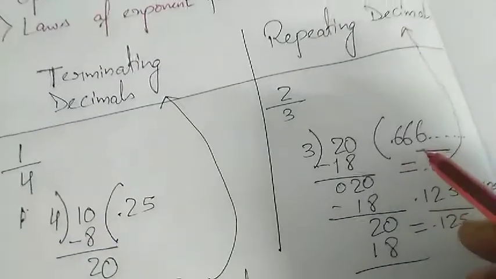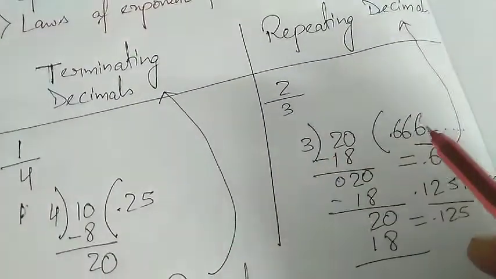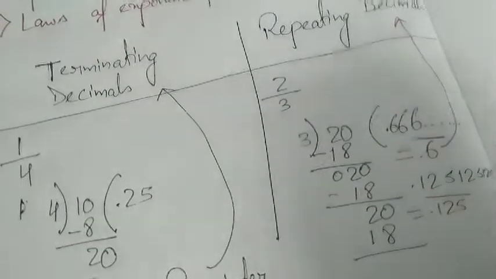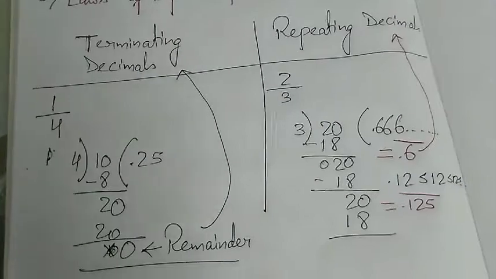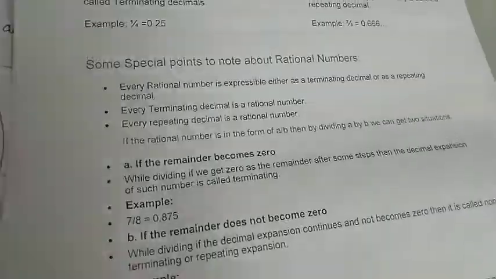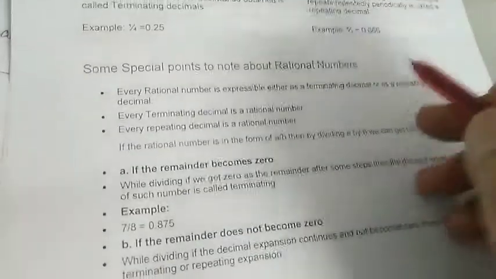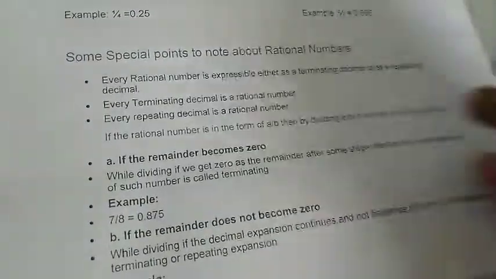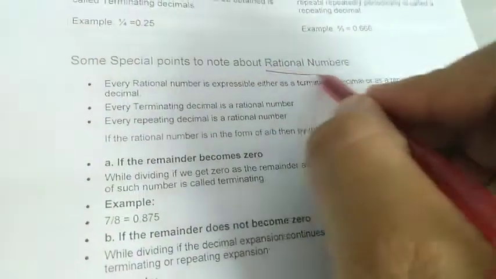So 0.66 is a repeating decimal. Okay, students, so this was all about the terminating decimal and the repeating decimals. Students, I made a special note for you about which kind of numbers will be the rational numbers.